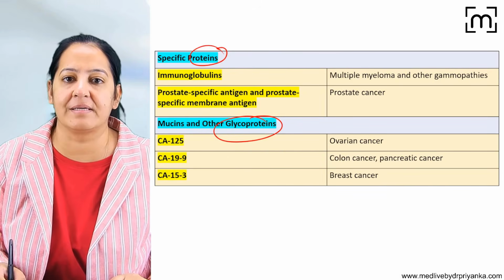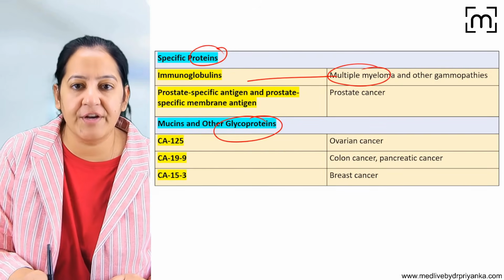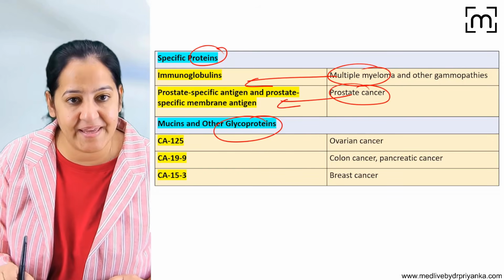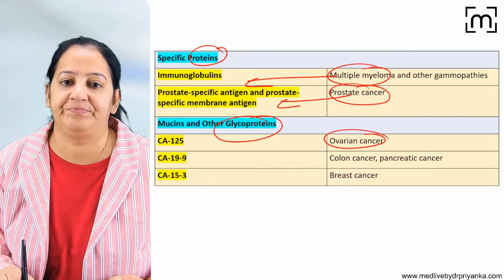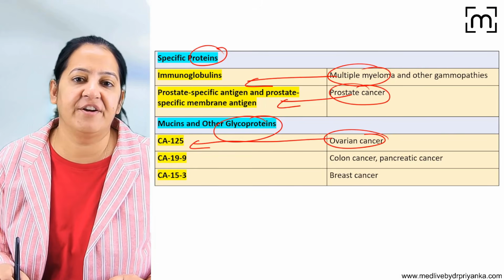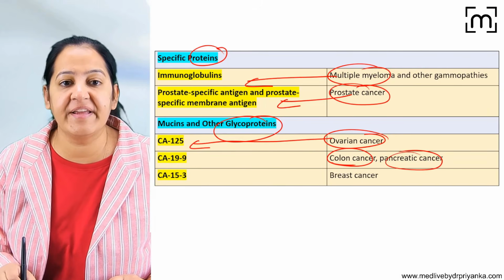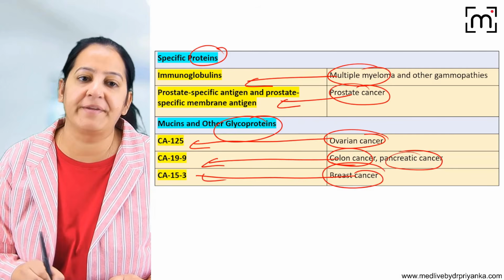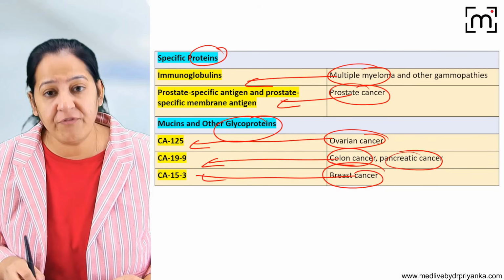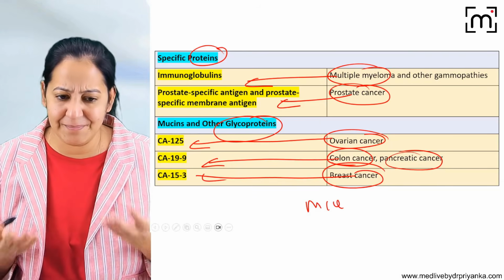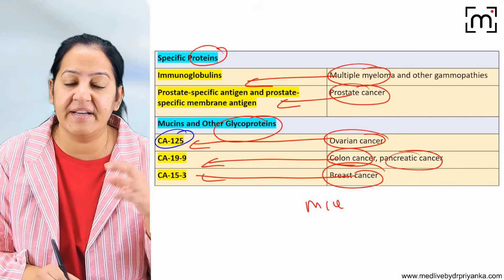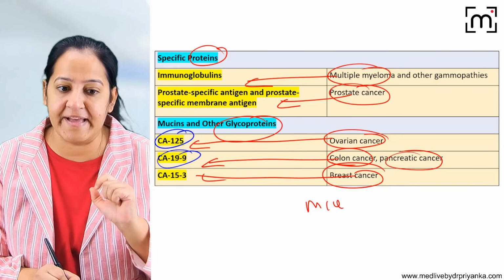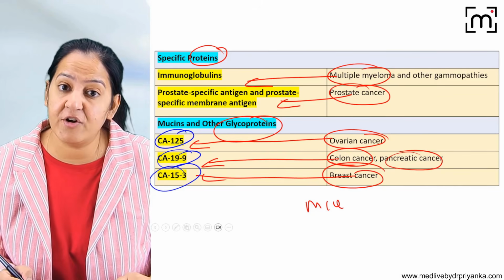Likewise, you have to learn the list. Multiple myeloma secretes immunoglobulins in the blood. Prostate cancer secretes prostate specific antigen, PSA. Ovarian tumor, CA125 is elevated in the blood. Colon cancer and pancreatic cancer, CA19.9 is elevated in the blood, and breast cancer, CA15.3 is elevated in the blood. They are more important for MCQ purpose. You get simple MCQ that CA125 is the indicator of ovarian cancer, CA19.9 is an indicator of colon cancer, CA15.3 is an indicator of breast cancer.